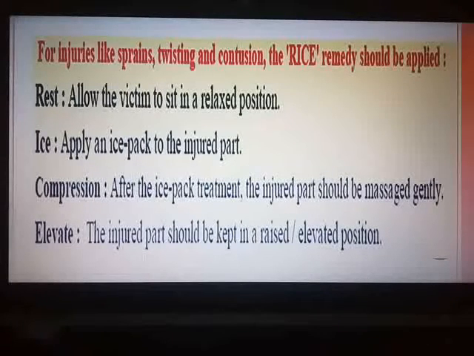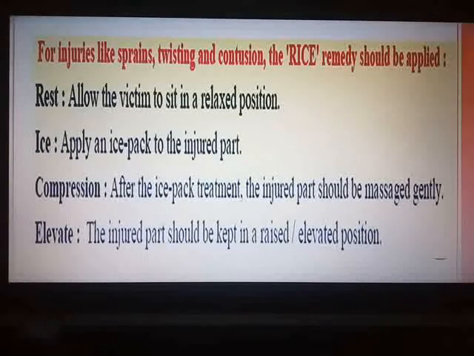Rest means allow the victim to rest properly in a relaxed position. Ice: application of an ice pack to the injured part. Compression: after the ice pack treatment is over, the injured part should be massaged gently. And E stands for elevate: the injured part should be raised or kept in an elevated position.